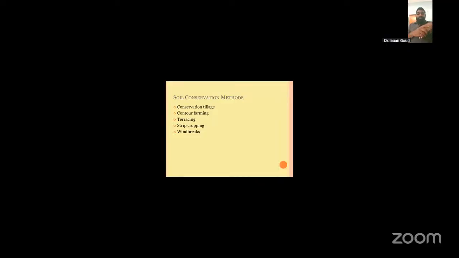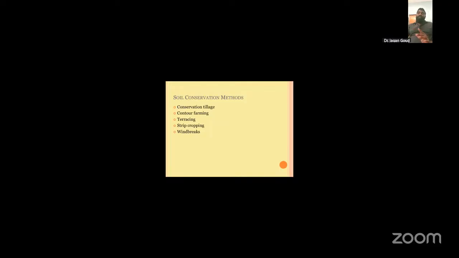What is soil conservation? Soil conservation refers to the protection, preservation, and sustainable management of soil resources to prevent erosion, maintain fertility, and ensure long-term agricultural productivity. From an ecological perspective, soil conservation maintains nutrient cycling, soil organic matter, microbial diversity, hydrological balance, and carbon sequestration. The first one is conservation tillage.